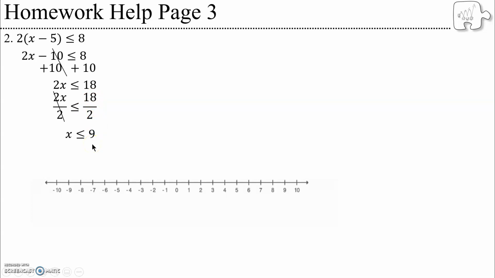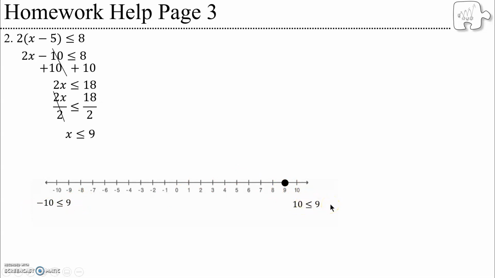So we're going to make our filled in dot at 9. And then let's test the two ends, right? We're going to replace x with negative 10 and 10. Right, so is negative 10 less than or equal to 9? Or is 10 less than or equal to 9?